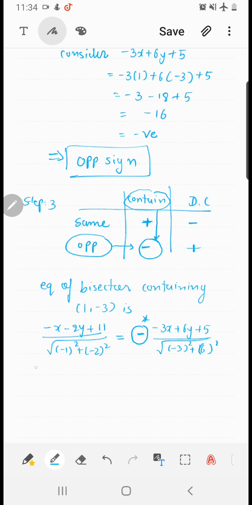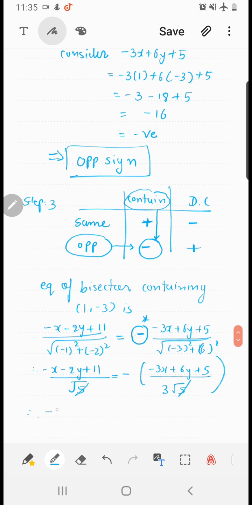Okay, if you go and simplify this, minus x minus 2y plus 11 upon root 5 is equal to minus of minus 3x plus 6y plus 5 upon under root of 6 square is 36 and 3 square is 9. 36 and 9 is root 45. Root 45 is 3 root 5. So root 5 gets cancelled.